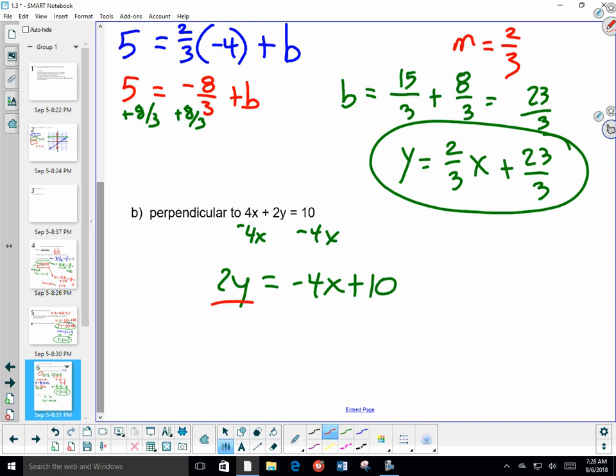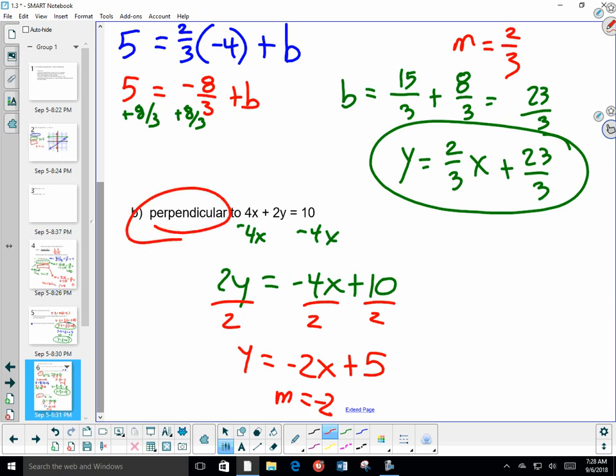And we're going to divide by 2. Everything gets divided by 2, so I get y equals -2x plus 5. So the slope of this line is -2, but we want a line that's perpendicular to this line, so we need the opposite reciprocal. So we want the slope of this new line to be positive 1/2. That's the opposite reciprocal of -2.